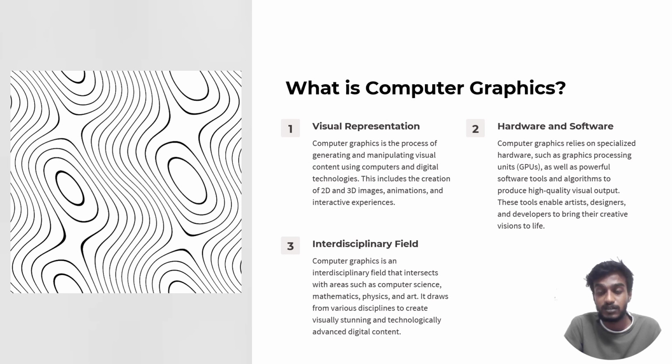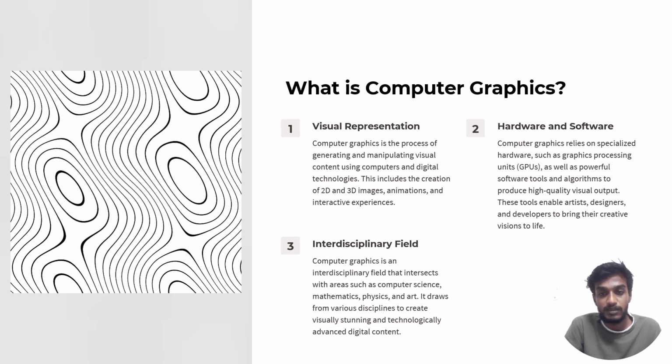This includes the creation of 3D and 2D images, animations and interactive experiences. Hardware and software: computer graphics relies on specialized hardware such as graphics processing units, as well as powerful software tools and algorithms to produce high quality visual output. These tools enable artists, designers and developers to bring their creative visions to life.